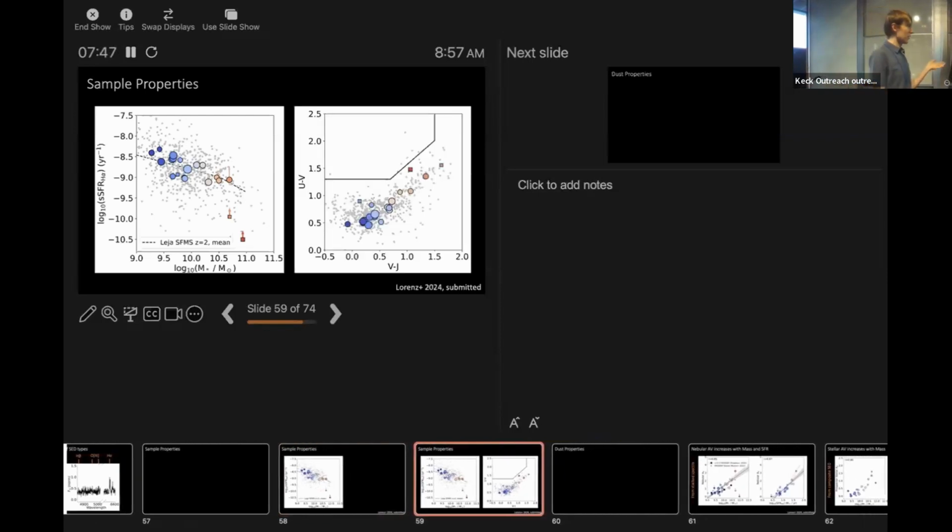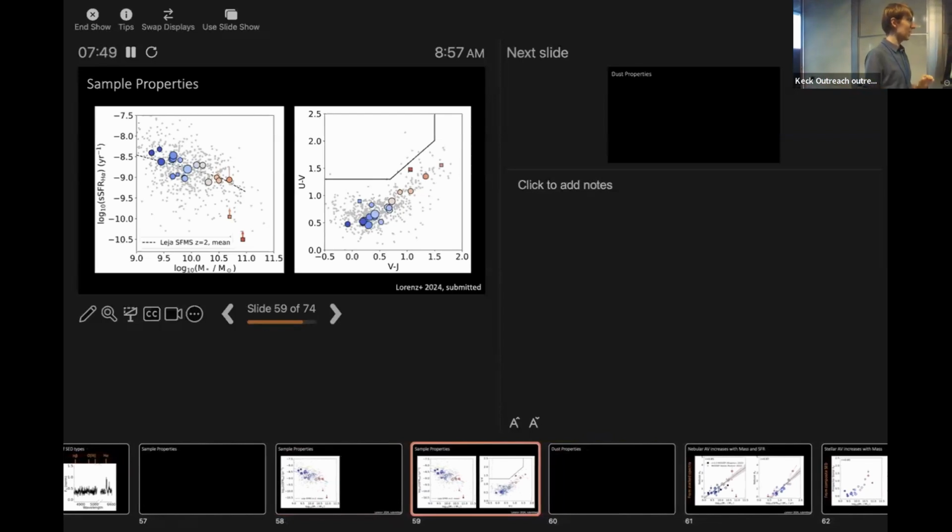And for those who are familiar with the UVJ diagram, here they are in UVJ space. These are color-coded by mass. You can see mass and dust attenuation tends to increase up that sequence on the UVJ diagram. And we selected for star-forming galaxies, which is why none are in the quite same region up there.